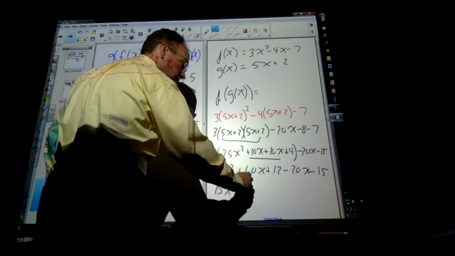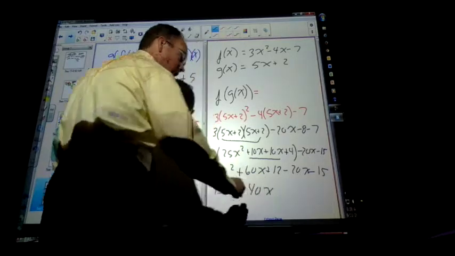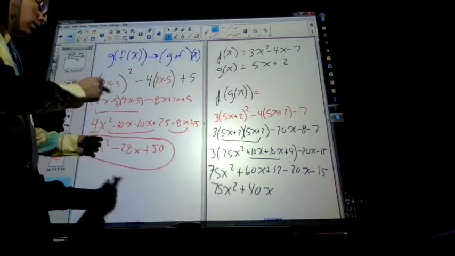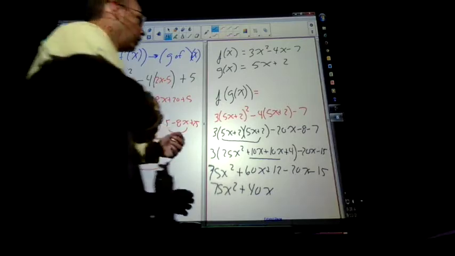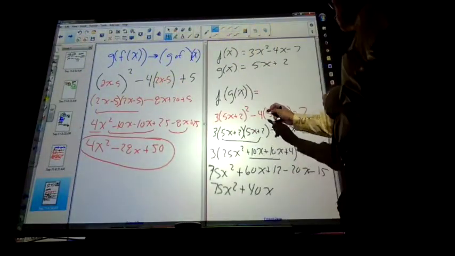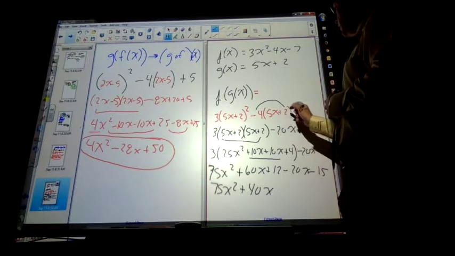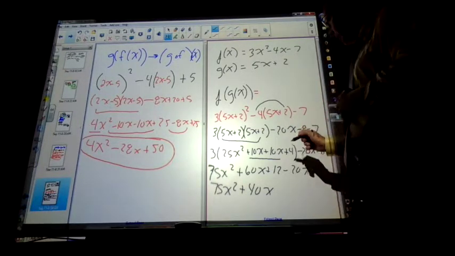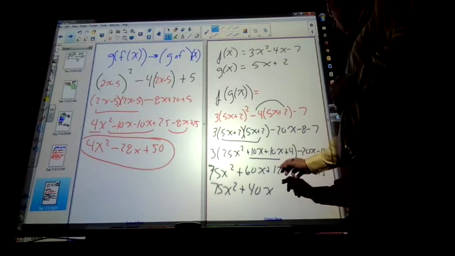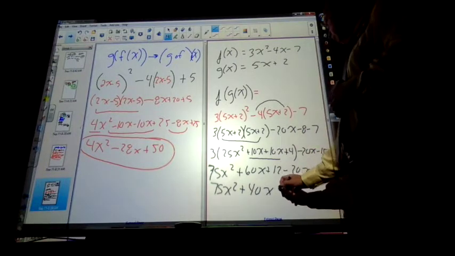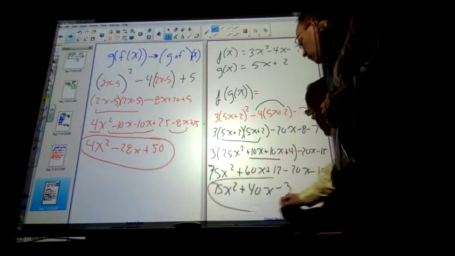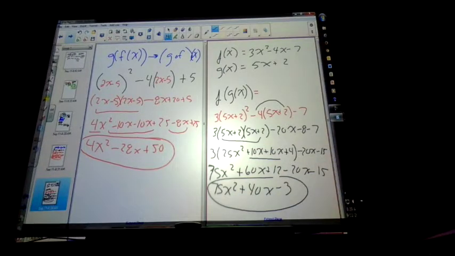Plus 40x. Would you get 15? That's 4 minus 7 out of 8, right? So did you go negative 4 times that to get negative 8? Yeah. Negative 8 minus 7, right? That's okay. I think I'm almost done. Let's see, minus 3. I think that's the answer. 75x squared plus 40x minus 3. Does that look like the answer works? Seem okay? All right.